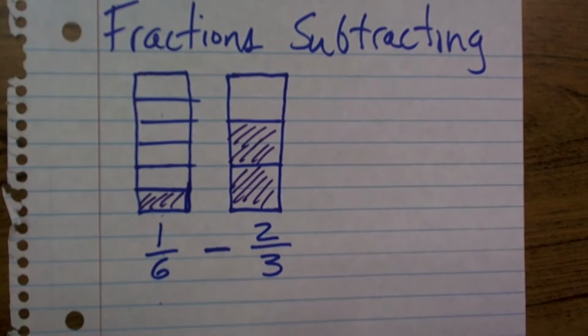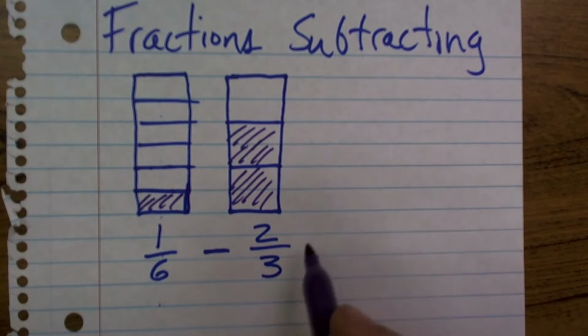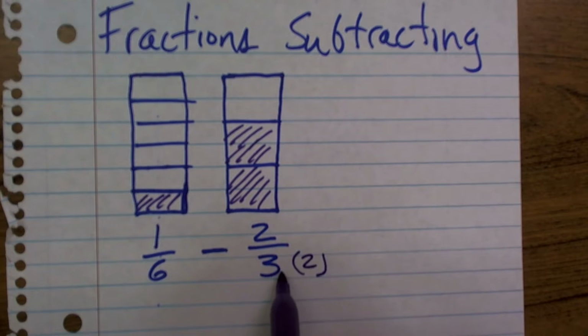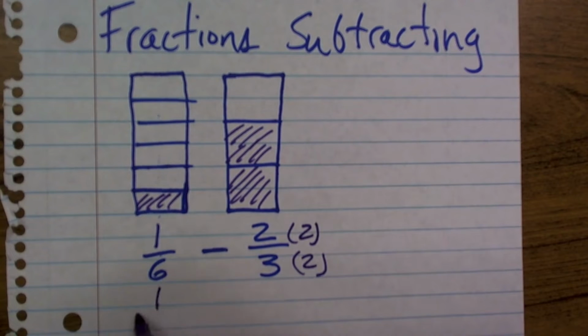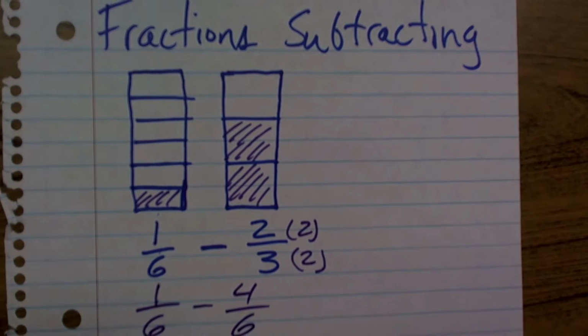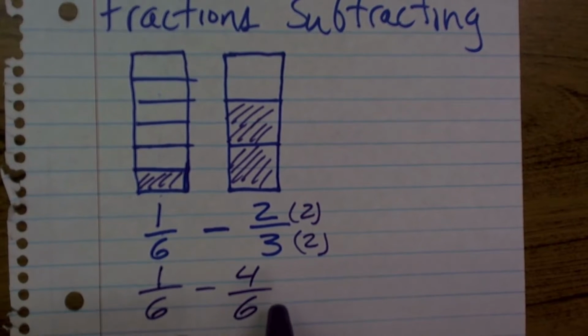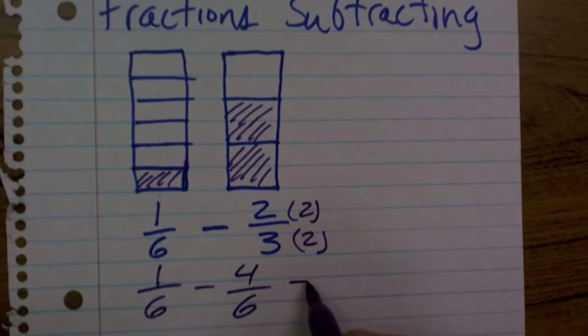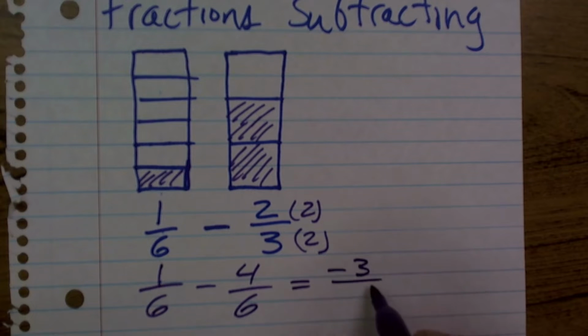So if I have 1/6 minus 2/3, I first have to make them into equivalent fractions. I'm going to change this denominator to a 6, so my denominators will be the same. Whenever I multiply my denominator by a number, I need to multiply my numerator too. So I'll have 1/6 minus 4/6. Whenever we're subtracting or adding, you keep the denominator the same and just add or subtract the numerators. So 1 minus 4 is going to give me a negative 3/6.